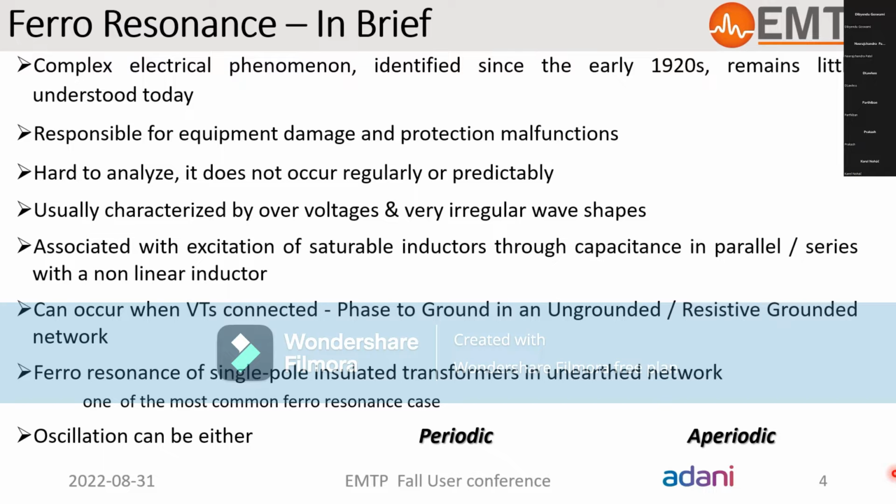And this particular phenomenon of ferroresonance for a single pole insulated transformer in an unearthed network is the most common phenomenon observed. Now, depending on the supply voltage or capacitance and the inductance, these oscillations can be either periodic, can be over or subharmonic, or maybe the fundamental frequency, or can be aperiodic.